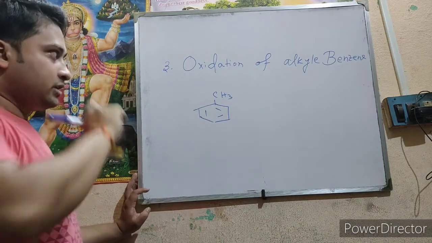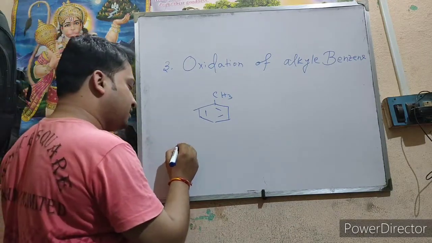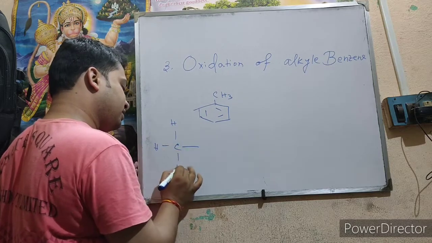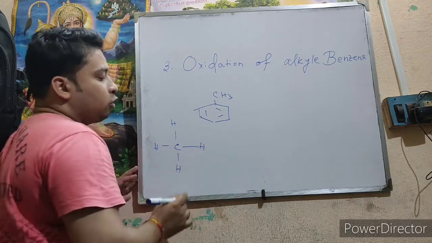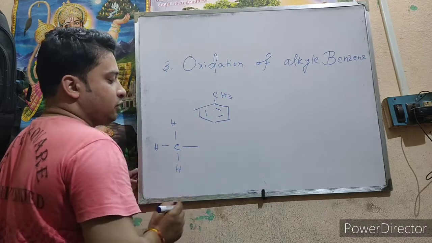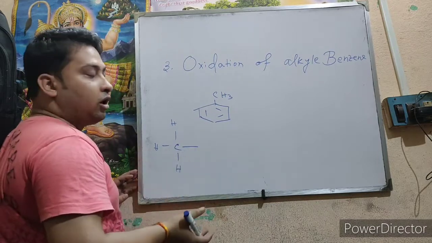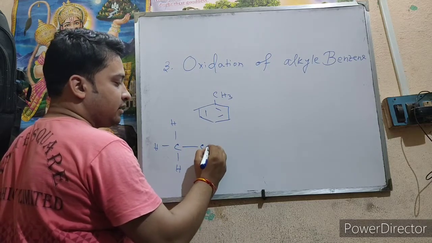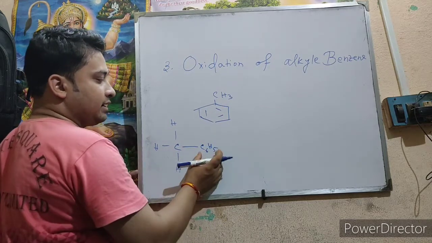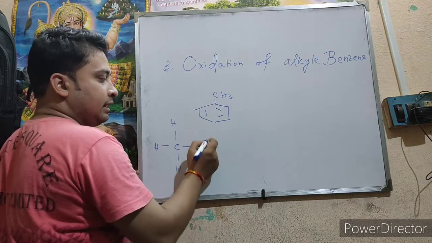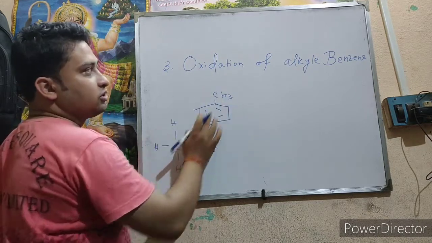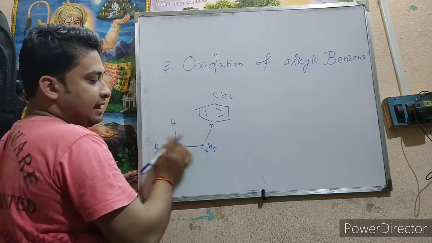Okay, this is the alkyl benzene. Why is this alkyl benzene? This is methane, CH4. If you remove one hydrogen from here, this group is called an alkyl group. Then you use this phenyl, C6H5, here. So you get C6H5 and then CH3. This group is called alkyl and this is benzene.